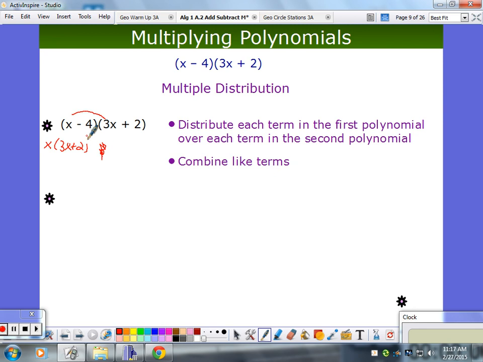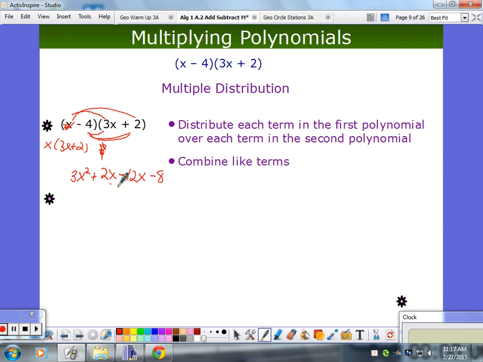For now, just let me show you the steps. So what's x times 3x? 3x squared. You've got x times an x, which is an x squared. X times 2, 2x. Okay, now the minus 4 is still here. You're absolutely right. So now I'm going to pretend the x is in here. And now I'm going to distribute the minus 4. So what's minus 4 times 3x? 12x. And then what's minus 4 times 2?